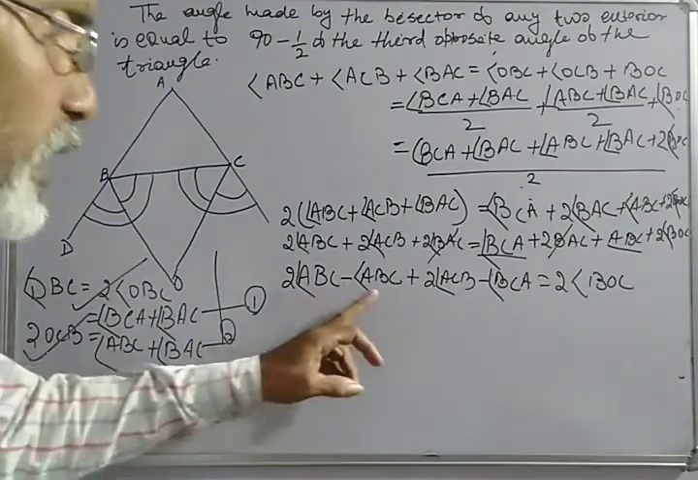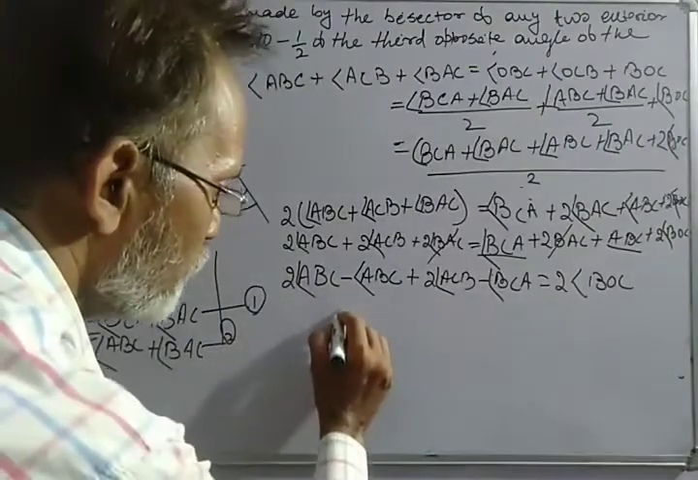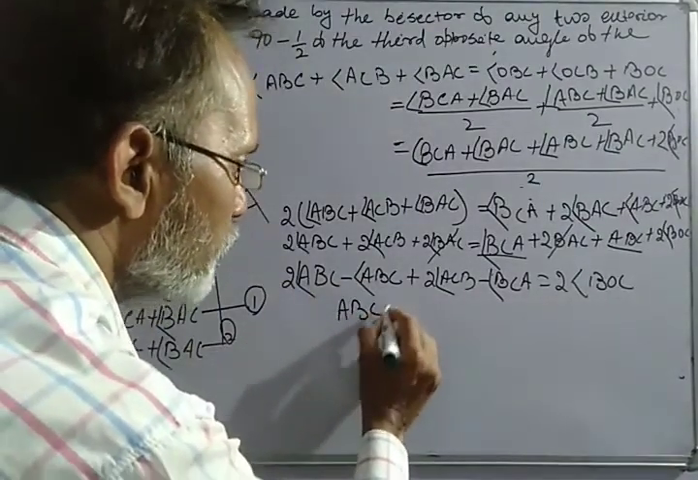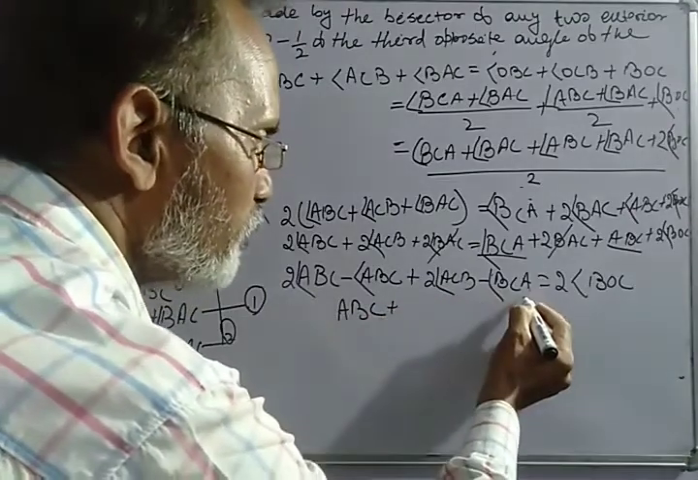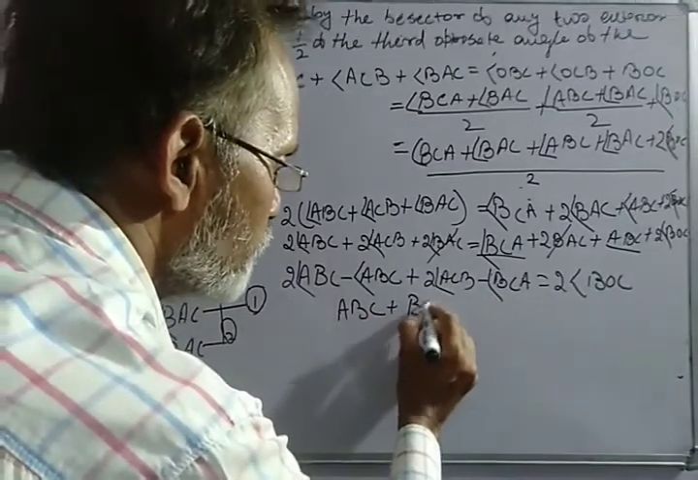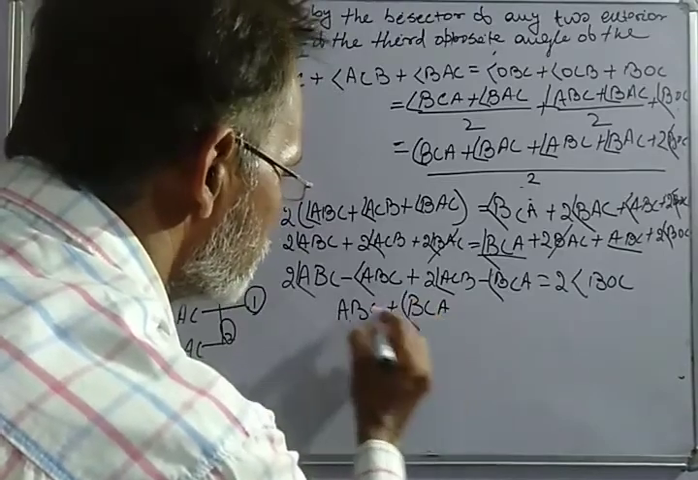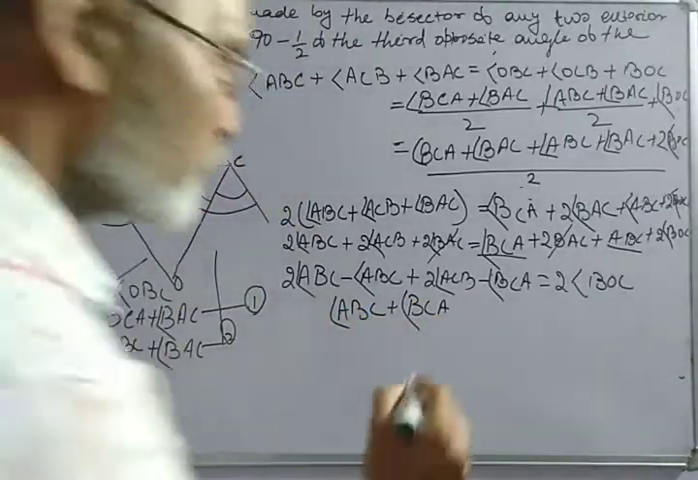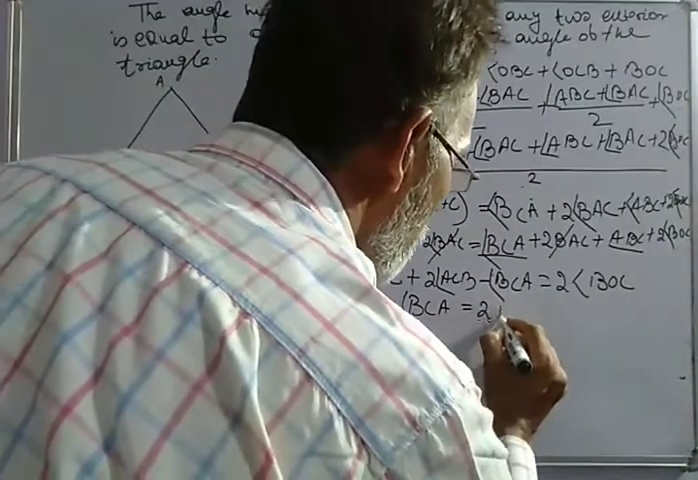Now 2 ABC minus ABC is equal to what? ABC plus 2 ACB minus BCA, that is BCA, is equal to 2 BOC.